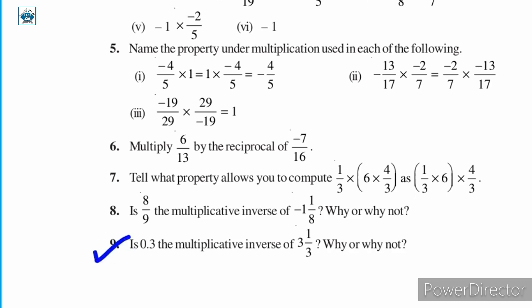Question number 9. Is 0.3 the multiplicative inverse of 3, 1 by 3? Why or why not? Now just like question number 8, in question number 9, we need to check whether 0.3 is the multiplicative inverse of 3, 1 by 3. If it is the multiplicative inverse, then we need to tell why it is, and if it is not, then we need to state why it is not, just like we did for question number 8. So let us see the solution.